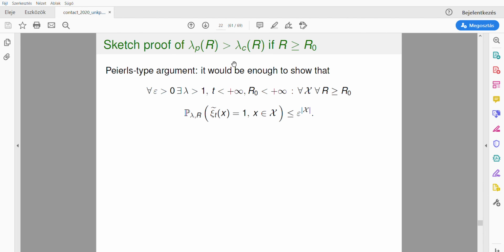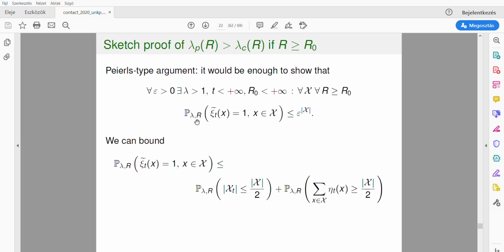I want to show that there exists a finite t and a finite range, such that for any set x, if the range is big enough, the probability that these indicators are all 1, the joint probability, is less than epsilon to the cardinality of x. As soon as I have this, my standard percolation Peierls argument would give that I'm subcritical in the percolation sense.